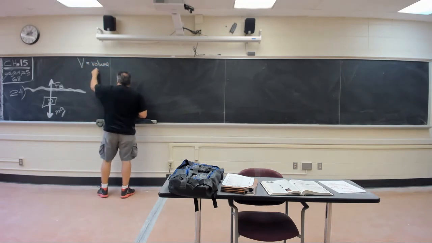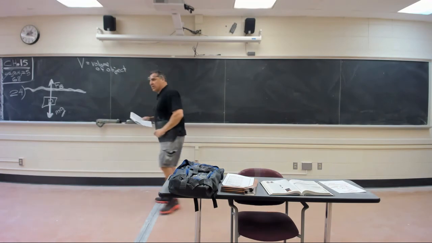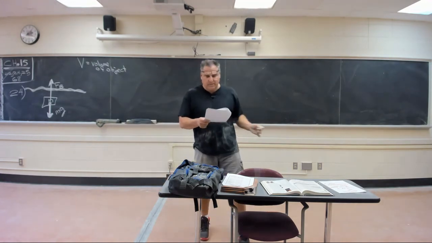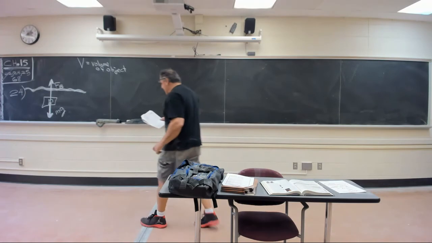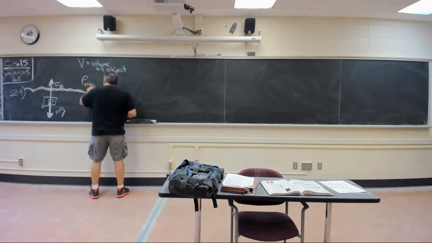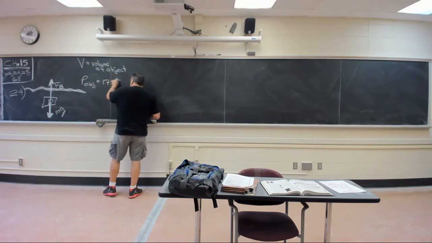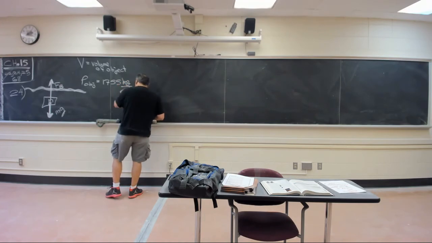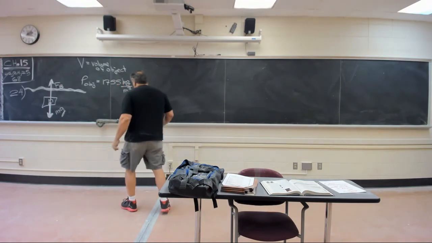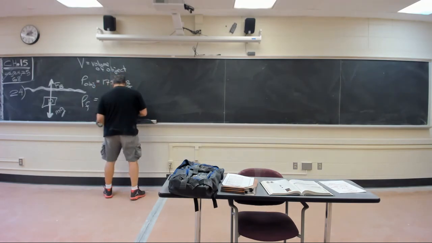Notice they didn't tell me the volume of the object. We just know that there's an object. If we know there's an object, ladies and gentlemen, we know that there's a volume associated with it. We're going to have to be careful here. V is the volume of the object. I'm going to have to say that. The rho of the object, true, they told us that.